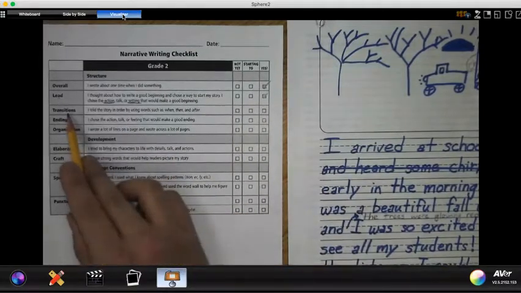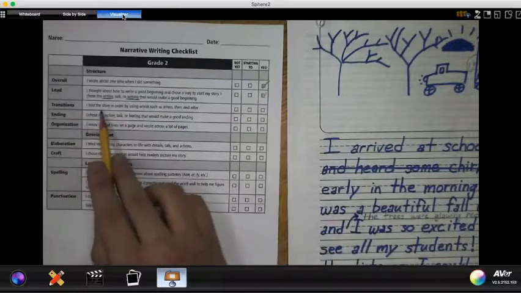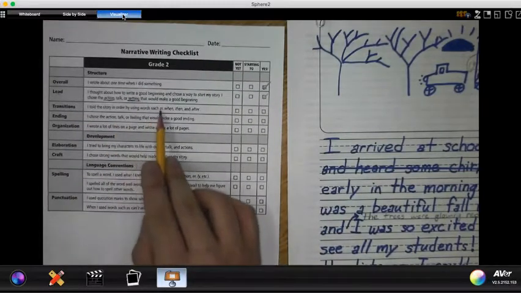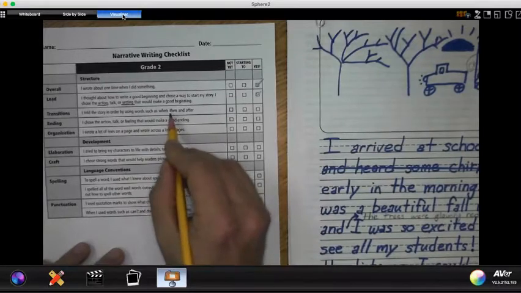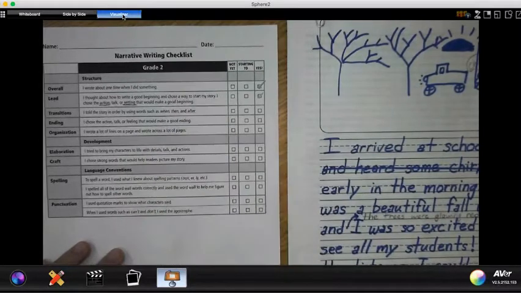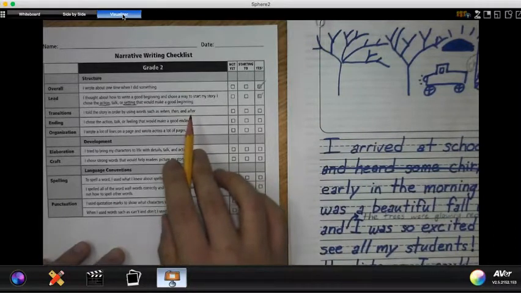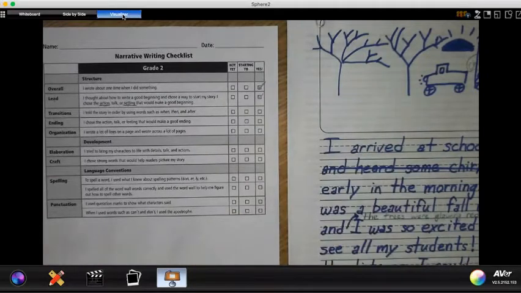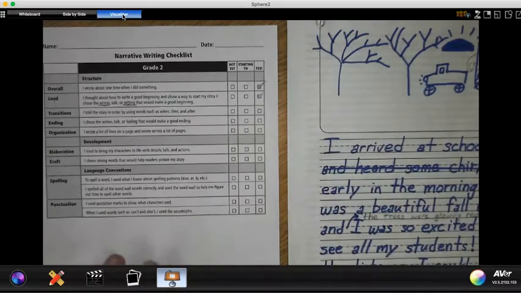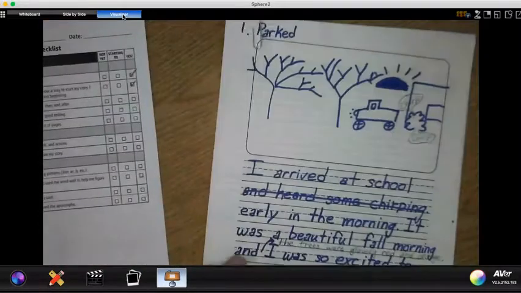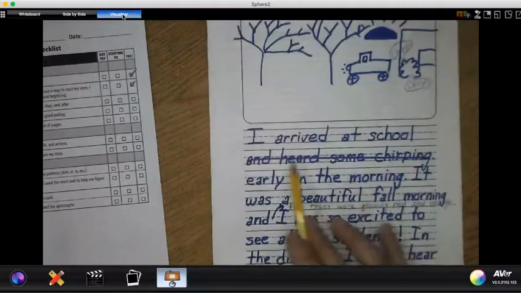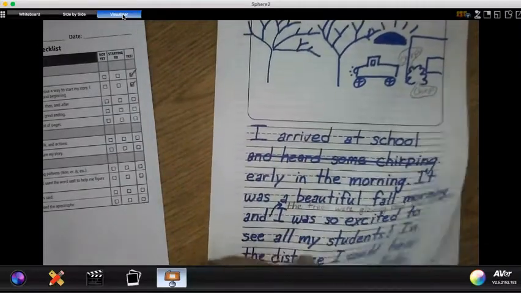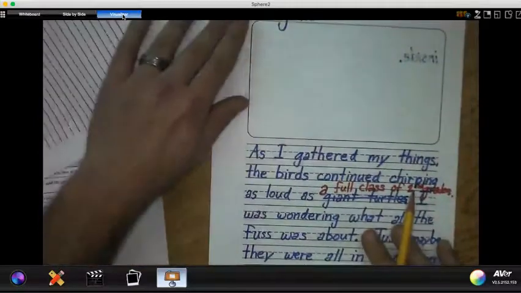Transitions. This is moving from one page to the next. I told the story in order by using words such as when, then, and after. Those are important words that we need to be using between the pages. It makes the transition to the next page a little bit easier, and it makes the story flow very nicely. So I'm going to go back through and see if I used those words. Maybe I did, maybe I didn't. Those words are when, then, and after. On my first page, I shouldn't have any transitions because it's the beginning of the story. Let's go to the second page.